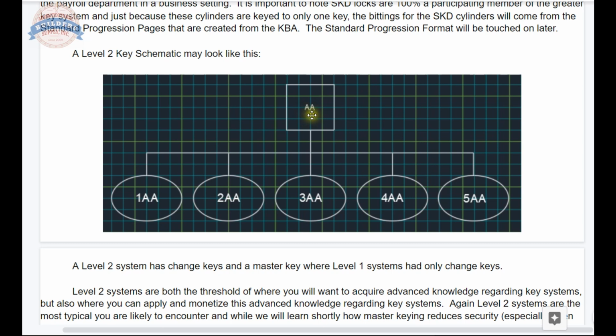AA, that's just our master. And then, as we already know, numbers precede letters in a level 2 system. I've got 5 change keys and a master key. Pretty simple and straightforward. A level 2 system has change keys and a master key, where level 1 systems had only change keys. This is level 1, this is level 2.